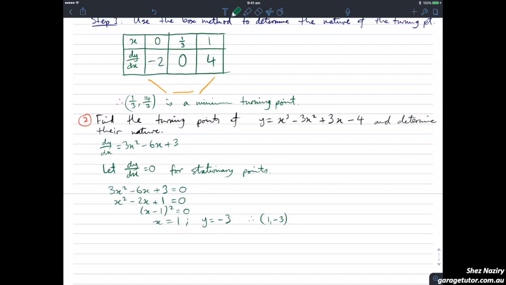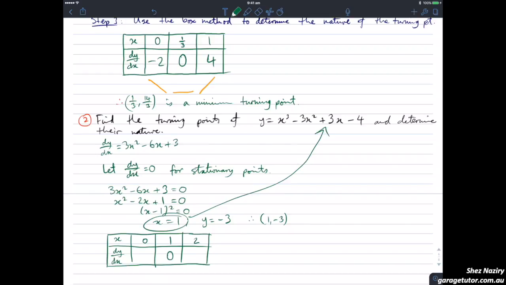Now, from here, I need to determine its nature. So we use the box method. So we put 1 here. There's only 1 turning point, right? So I can jump to 2 and 0. Make sure you put a 0 here. Where did you find 2? I subbed x is 1 into here. Remember, because it's a point, you go back to the original.